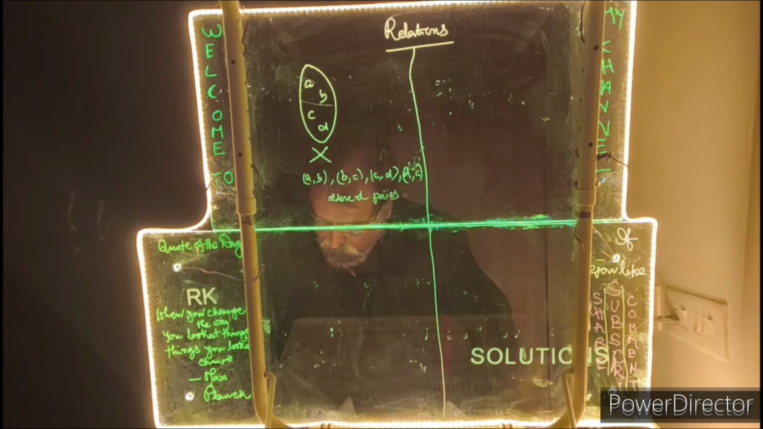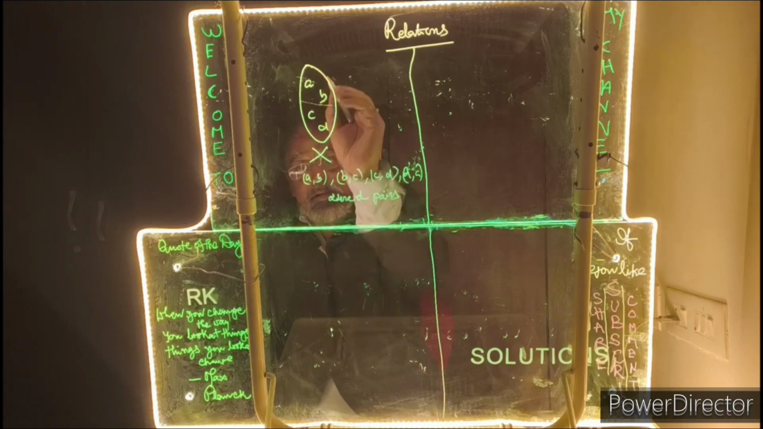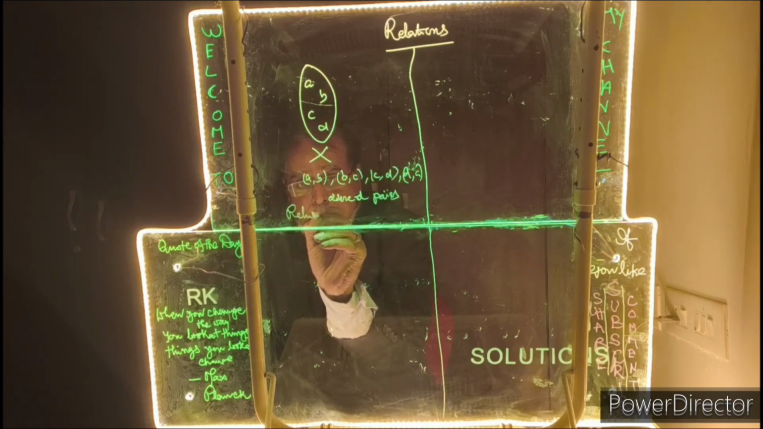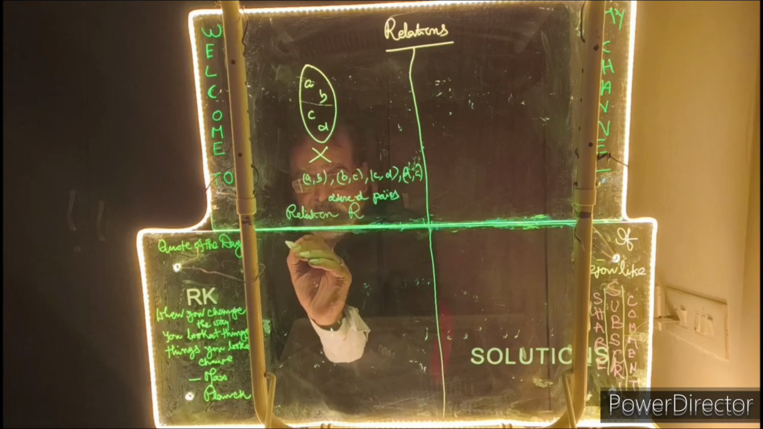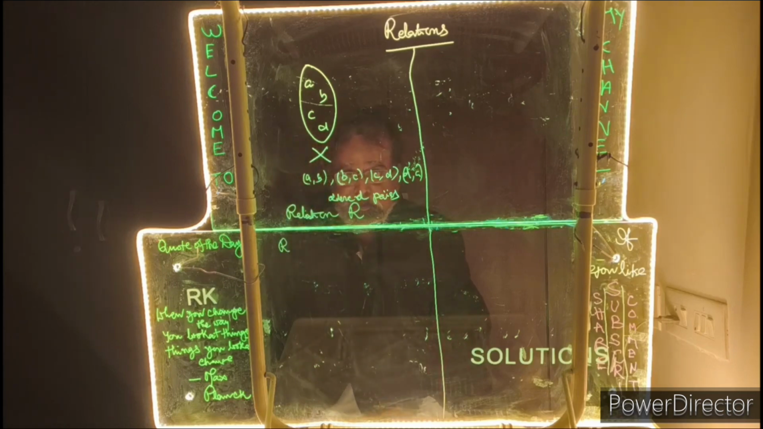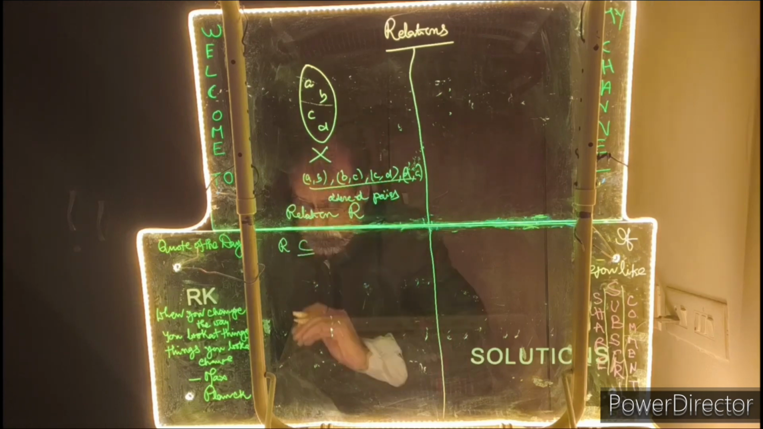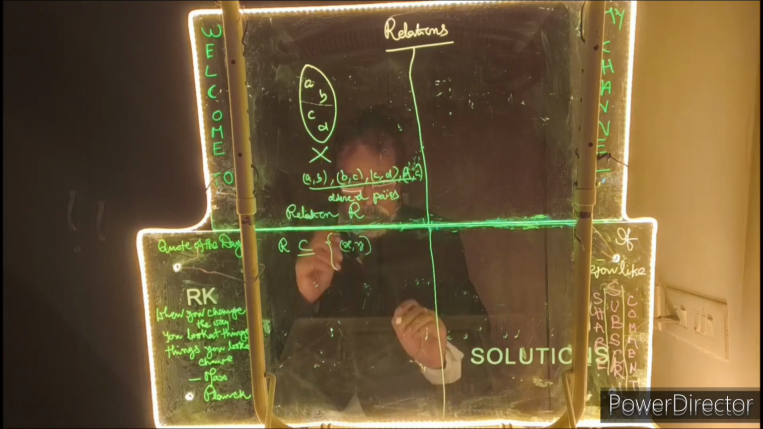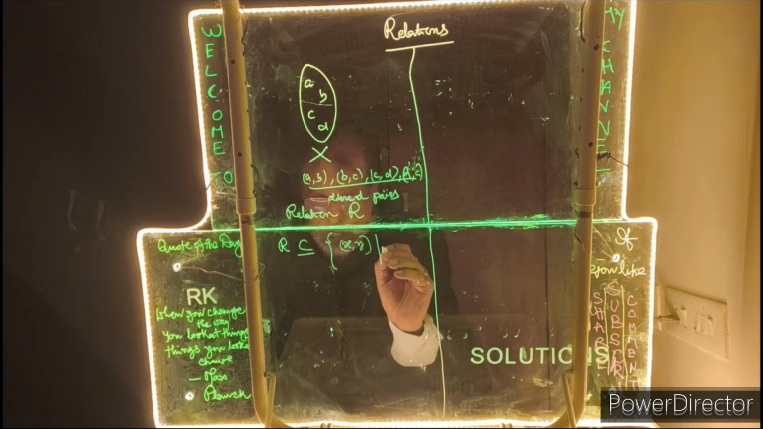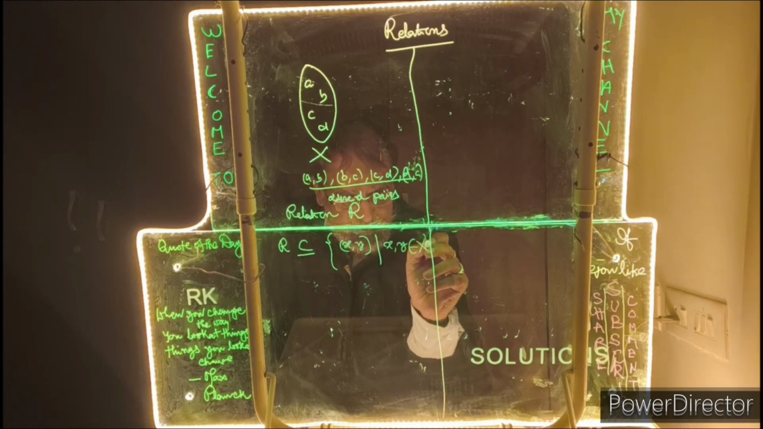So, a relation R is defined as these ordered pairs of X. R is a subset of the set of these ordered pairs such that X, Y belong to set X.